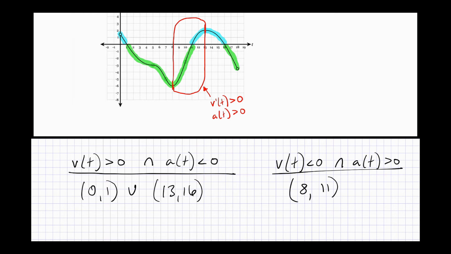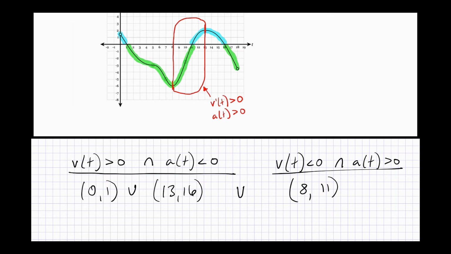So to answer this question, if it was a free response question, you would say speed is decreasing 0 to 1, or 13 to 16, or 8 to 11. Order doesn't matter, as long as you got those three sections. What's your justification for why you put those three in my intervals to answer the question?